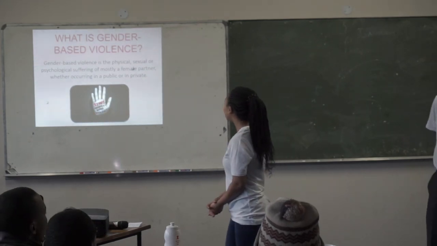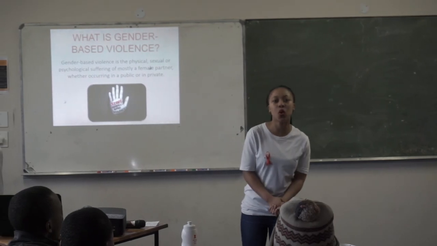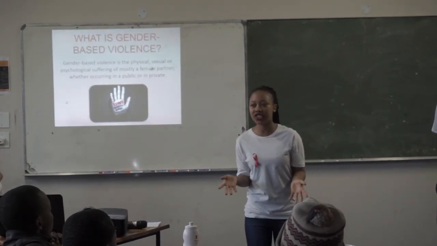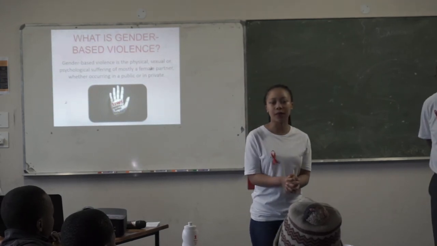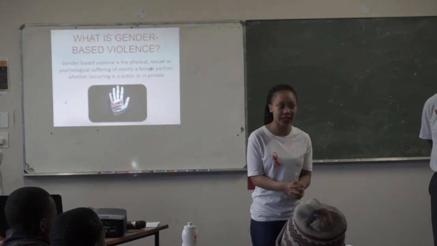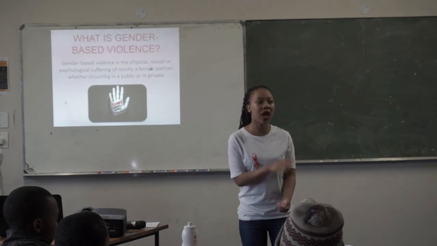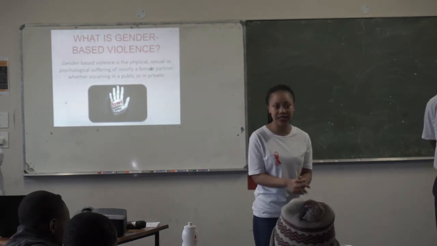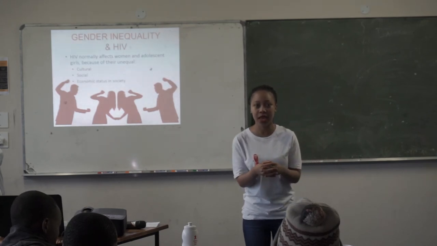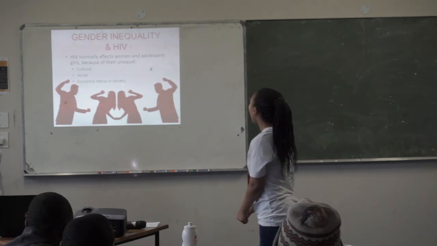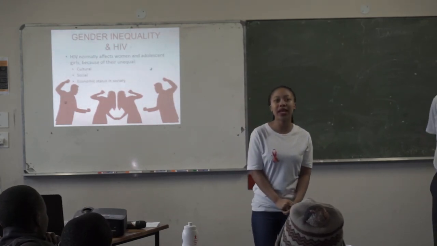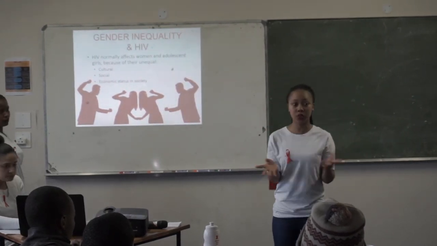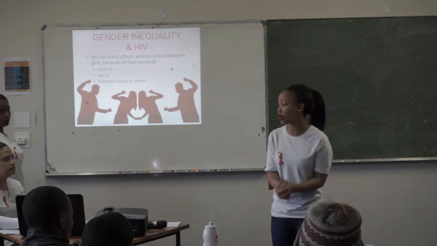And the slide, as it says, gender-based violence is physical, sexual or psychological abuse. Mostly gender abuse is done to women and female babies. So today I'm going to show you the linkages of gender-based violence with HIV and AIDS. HIV normally affects women and young girls who are 15 to 25 years old.